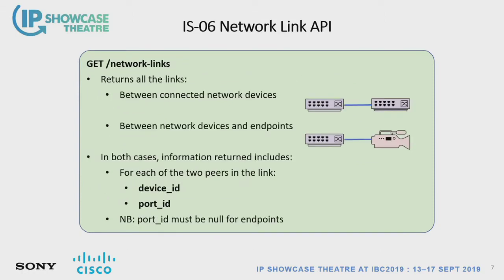Then if you do a get of network links, then you get all the connections on that network. So the connections between the switches and between switches and endpoints. And for each of those connections, each of those links, you get a little bit of information about the two peers at either end of that link. That's the device ID and the port ID. So you can link that up with your topology information from network devices. For endpoints, the port ID is always null because that endpoint only has one port, and that's the way of determining that very quickly that end of the link is actually an endpoint rather than a switch.